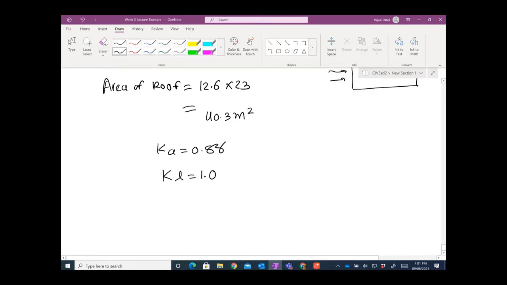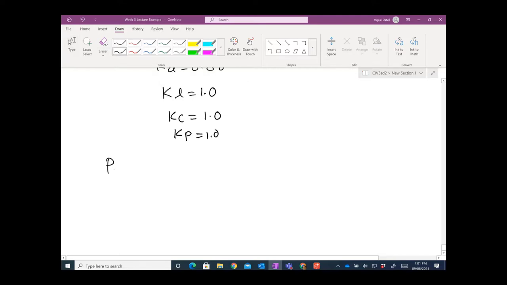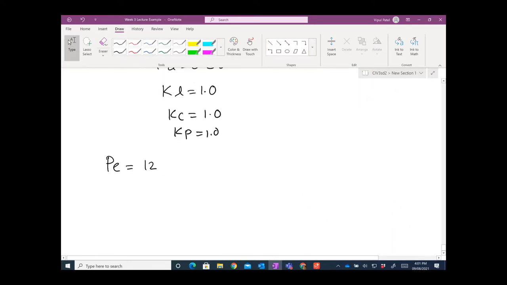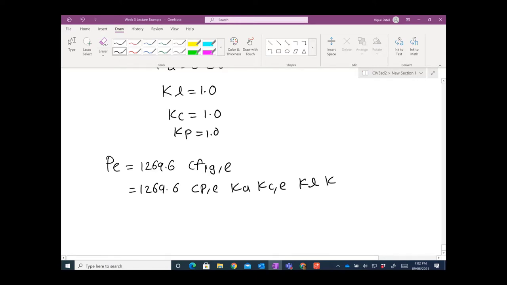I already showed you that the action combination factors KCE and KCI are equal to 1. There is no combination factor. And the permeability factor KP is also 1. Okay, so there is not any permeability case. So the external pressure equals 1269.6 CFIG,E, equal to 1269.6 CPE, KA, KCE, KL, KP, right?